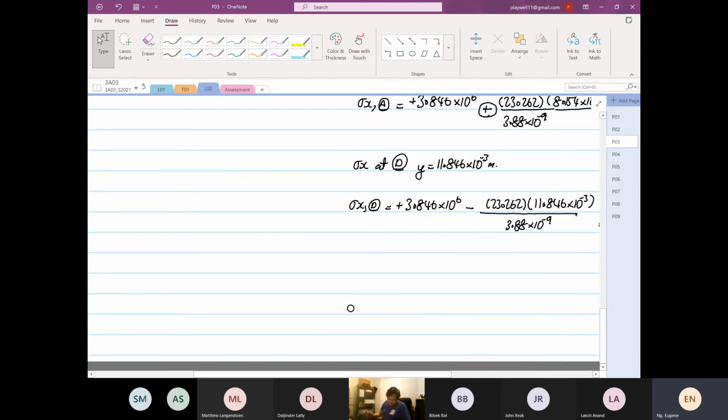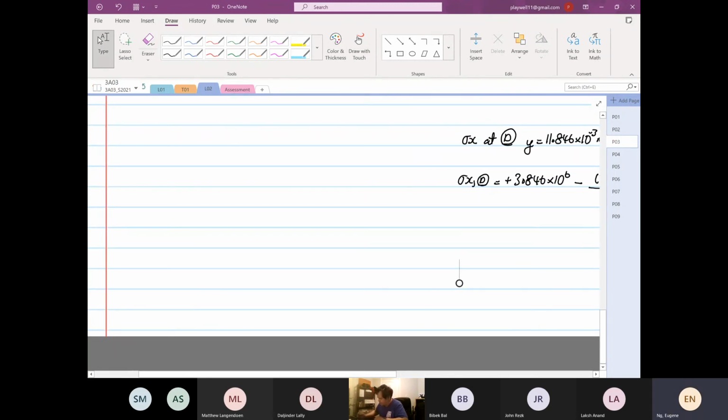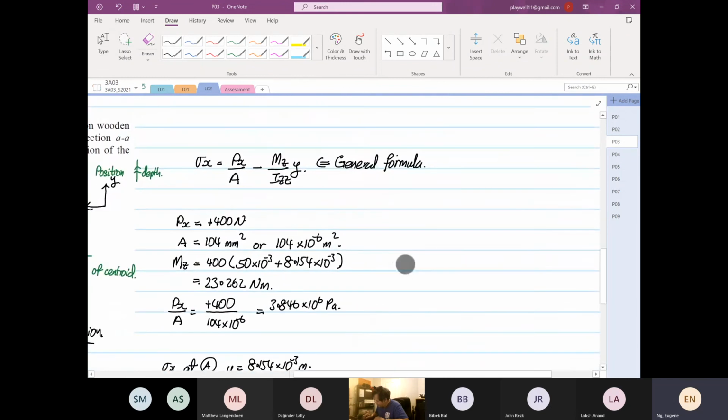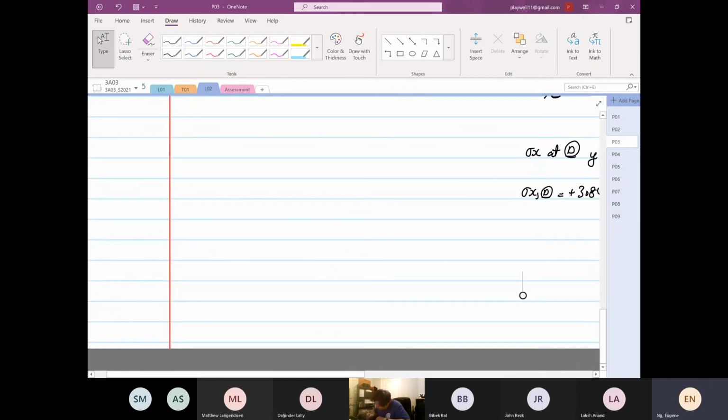Okay. So the last part of the question they asked us to find, and I'm going to show you two ways of finding this. So the first way is you apply the general formula. So we know that stress X is equal to Px over A minus Mz over Izz multiplied by y, right?